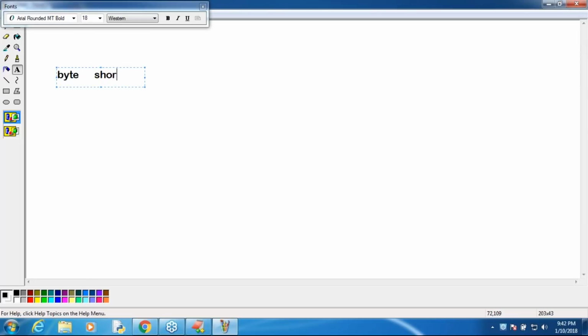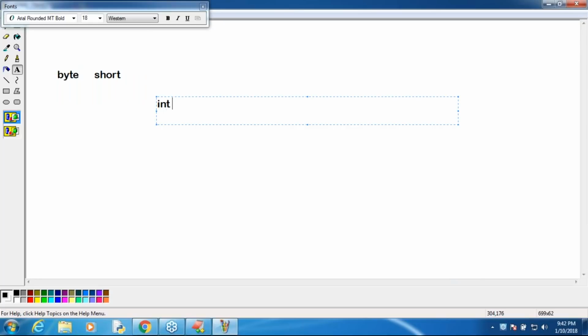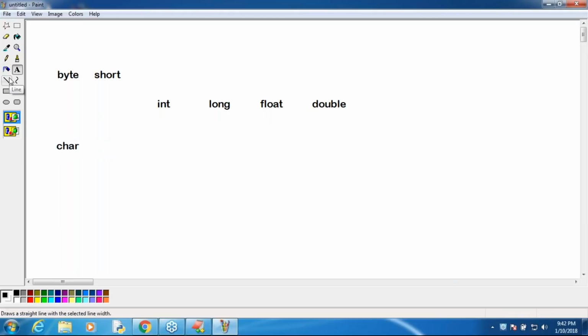Byte to short to int. Can I spell it out? Byte to short to int. Next and after that long. Next and after that float. Next and after that double. Next here, this is char. These assignments are possible. Remember that: char to int, byte to short to int, long, float, double.